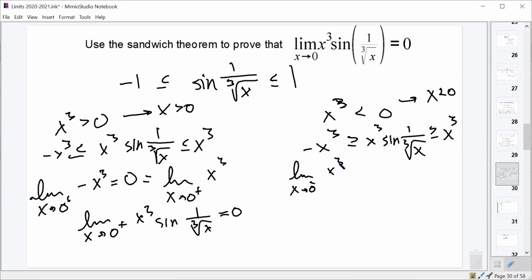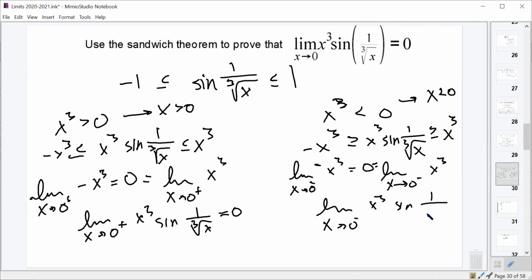And so the limit as we approach 0 from the left of negative x cubed is 0, which is the same as the limit as x approaches 0 from the left of positive x cubed, which tells us that the limit as x approaches 0 from the left of x cubed sine of 1 over the cube root of x is 0. And now, because the right-hand limit is 0 and the left-hand limit is 0, our rule from before that says if the left-hand limit is the same as the right-hand limit, that means that the two-sided limit exists and is the same. We can say the limit as x approaches 0 of x cubed sine 1 over cube root x is also equal to 0.